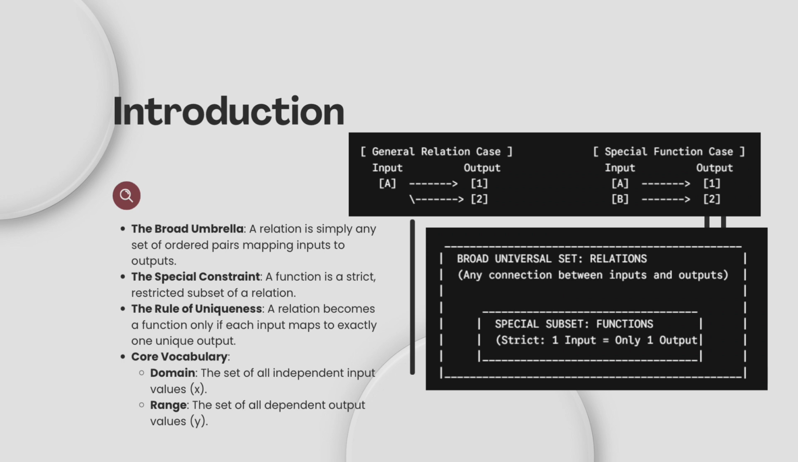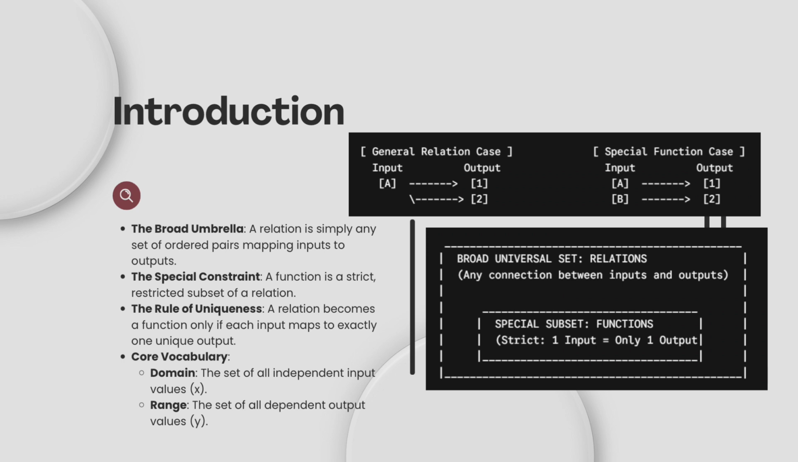There are absolutely no strict rules here. An input can point to one output, two outputs, or even a whole group of different outputs at the same time. However, notice the smaller circle sitting completely inside that big box. That circle represents functions. A function is a highly disciplined, restricted subset, or a special case of relation. It earns this special title by following one golden rule of uniqueness, which is every single input in your domain X must map to exactly one unique output in your range Y.